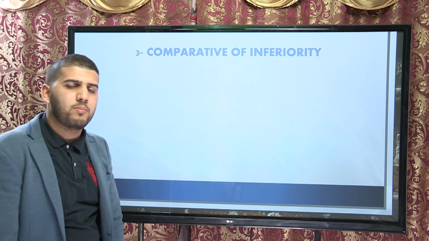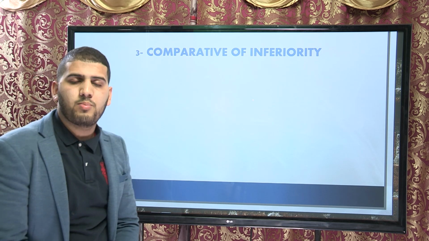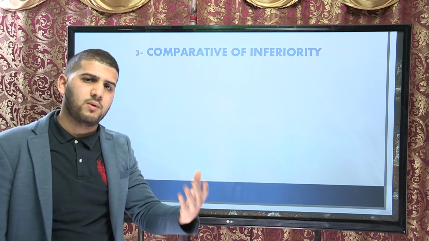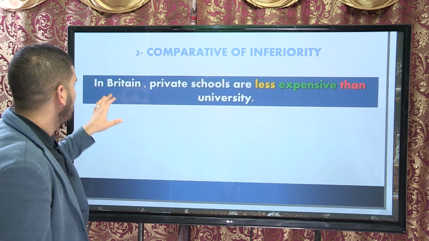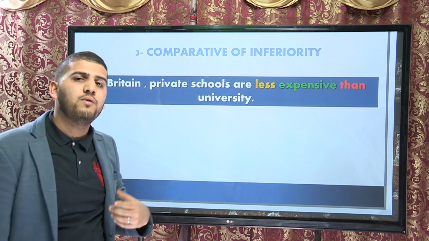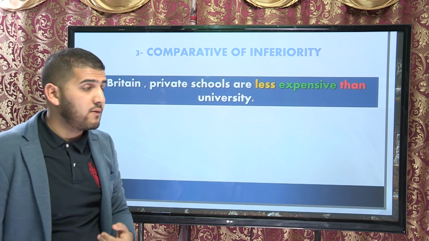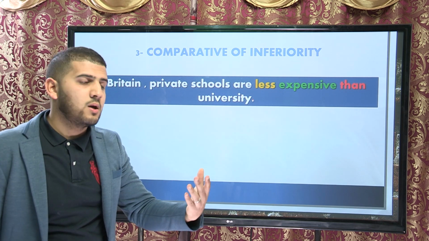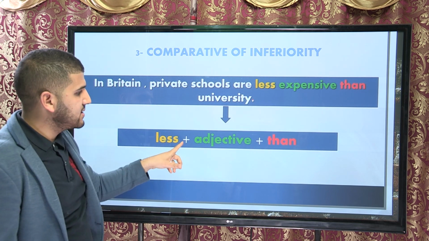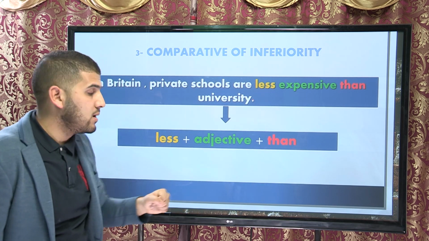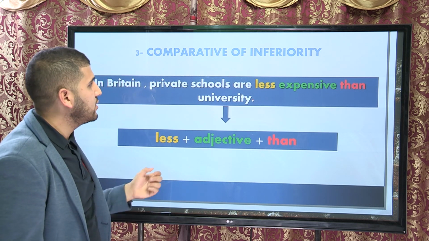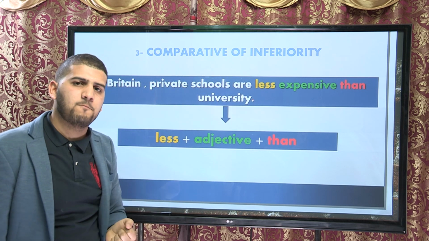So far we have talked about comparative of superiority and comparative of equality. Number 3 is comparative of inferiority. Example: in Britain, private schools are less expensive than university. So, if you want to express comparative of inferiority, you need to add less to the adjectives. So, less plus adjective plus than. Note that we can use both short and long adjectives when you are talking about comparative of inferiority.